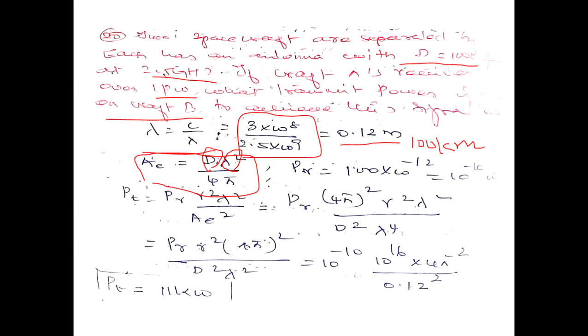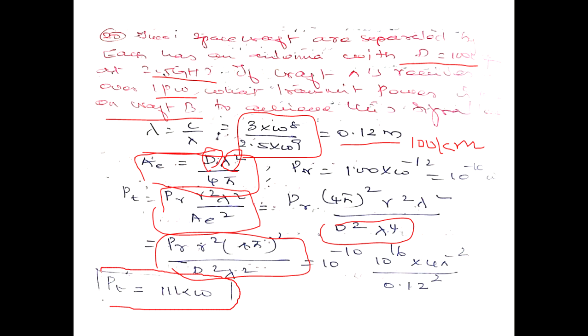So PT is equal to PR r square divided by AE square, times lambda square. The formula for AE is given, so if you substitute the formula for AE here and rewrite, you will get the formula for the transmitted power. Then you can substitute the given values of D, lambda, and so on. You will get the value of the transmitted power. PT is equal to 11 kilowatts.